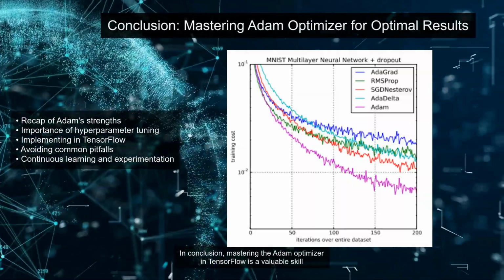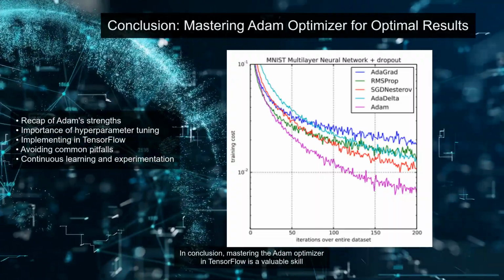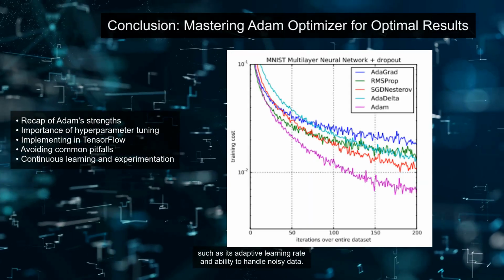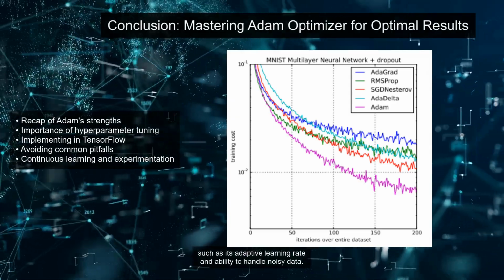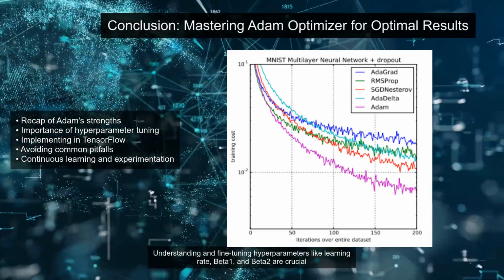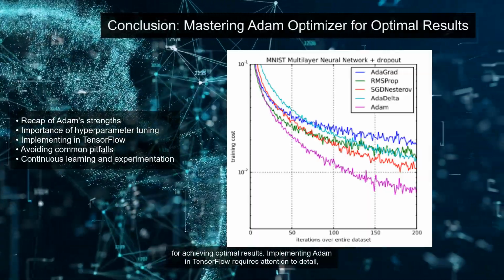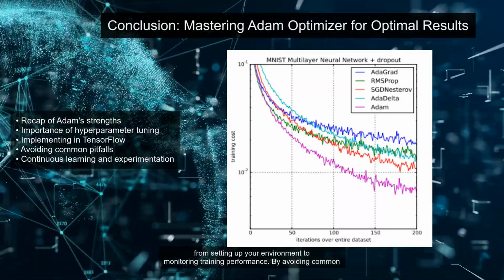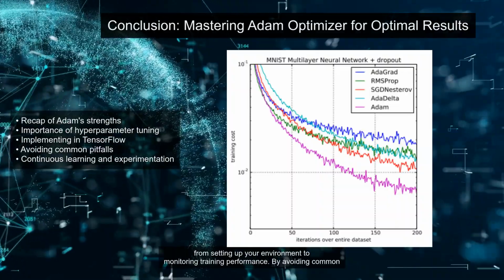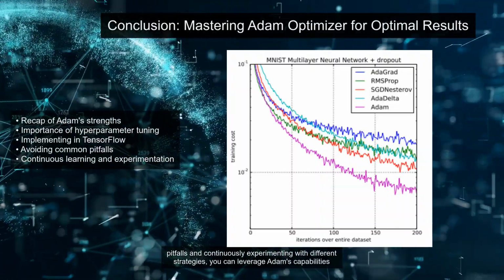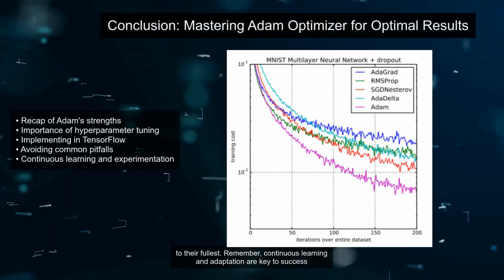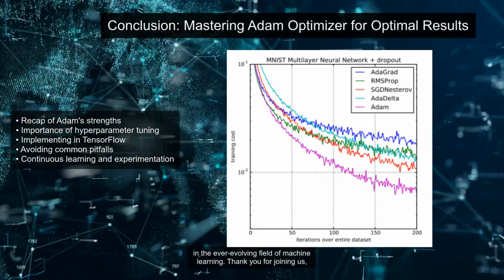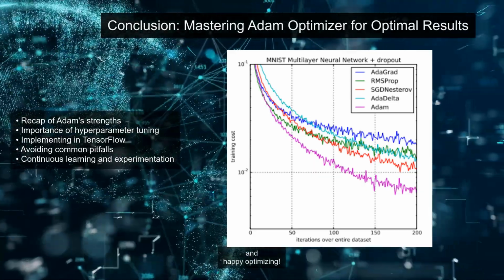In conclusion, mastering the Atom Optimizer in TensorFlow is a valuable skill for enhancing your deep learning projects. We've explored the strengths of Atom, such as its adaptive learning rate and ability to handle noisy data. Understanding and fine-tuning hyperparameters like learning rate, beta 1, and beta 2 are crucial for achieving optimal results. Implementing Atom in TensorFlow requires attention to detail, from setting up your environment to monitoring training performance. By avoiding common pitfalls and continuously experimenting with different strategies, you can leverage Atom's capabilities to their fullest. Remember, continuous learning and adaptation are key to success in the ever-evolving field of machine learning.